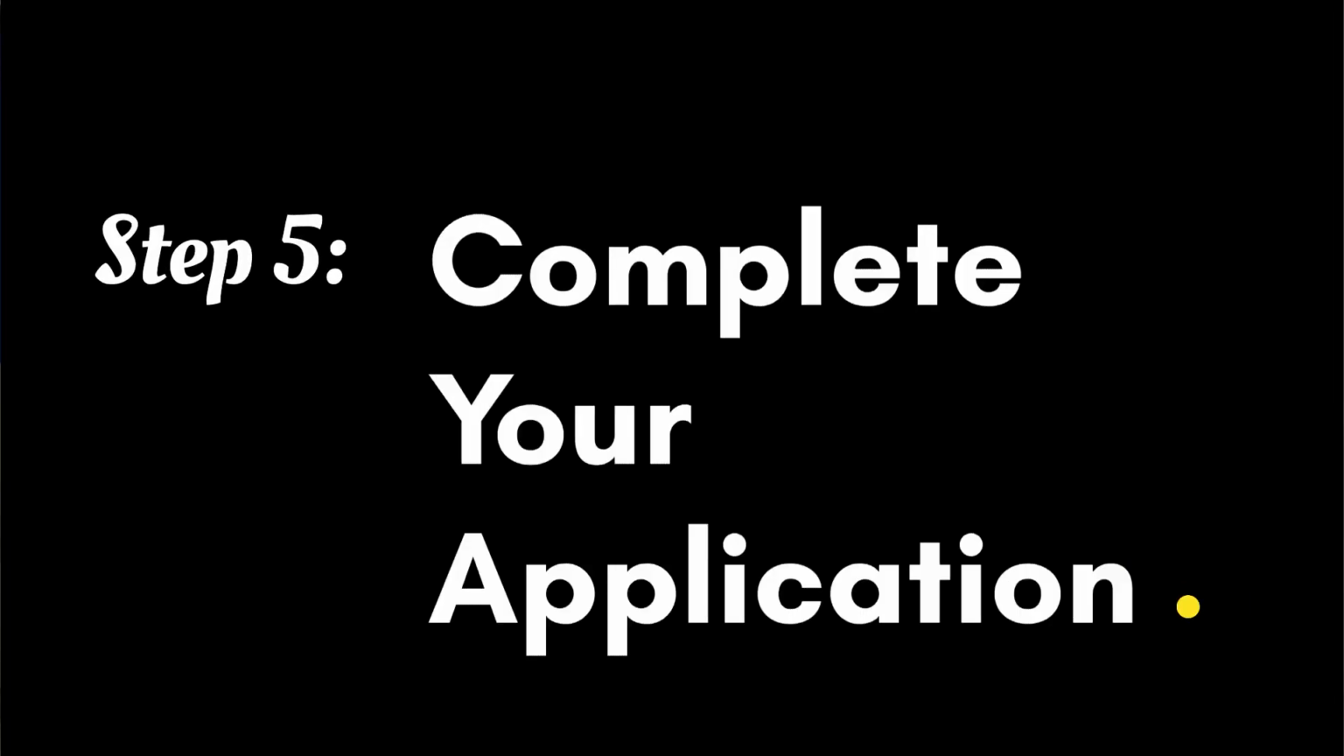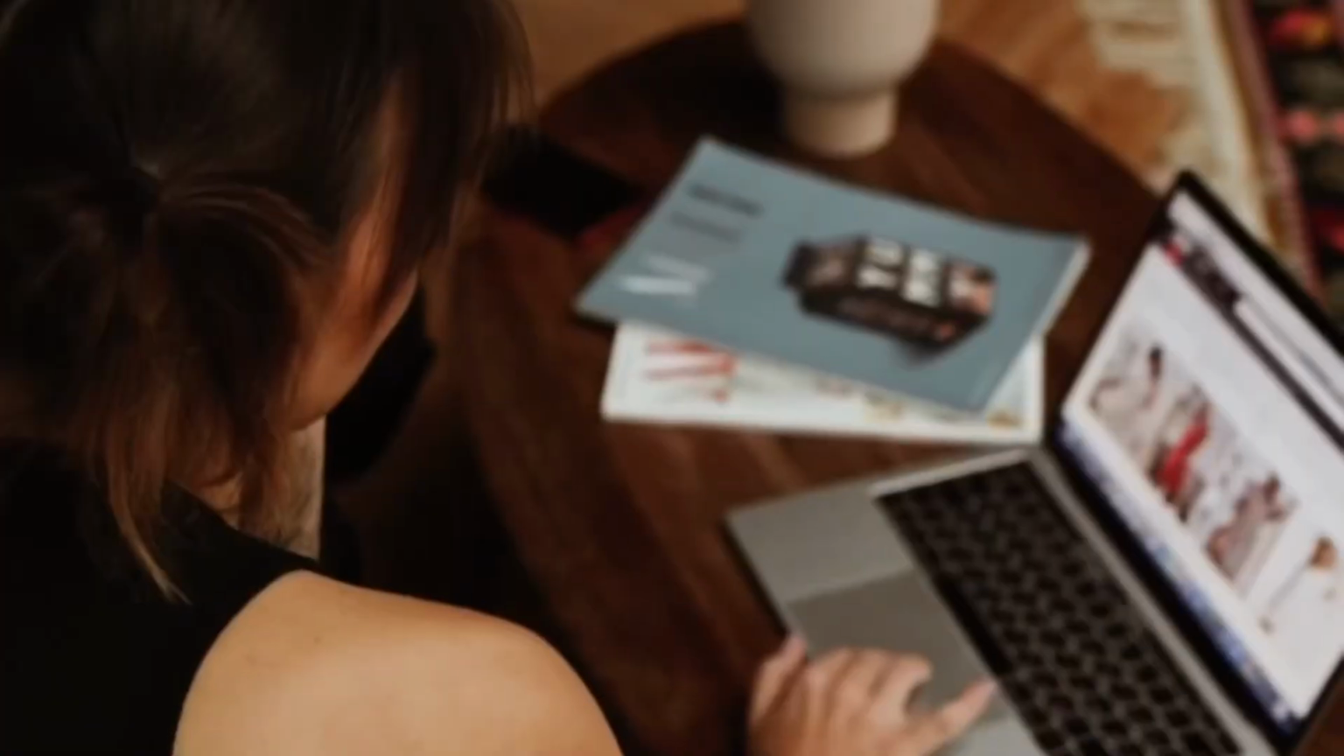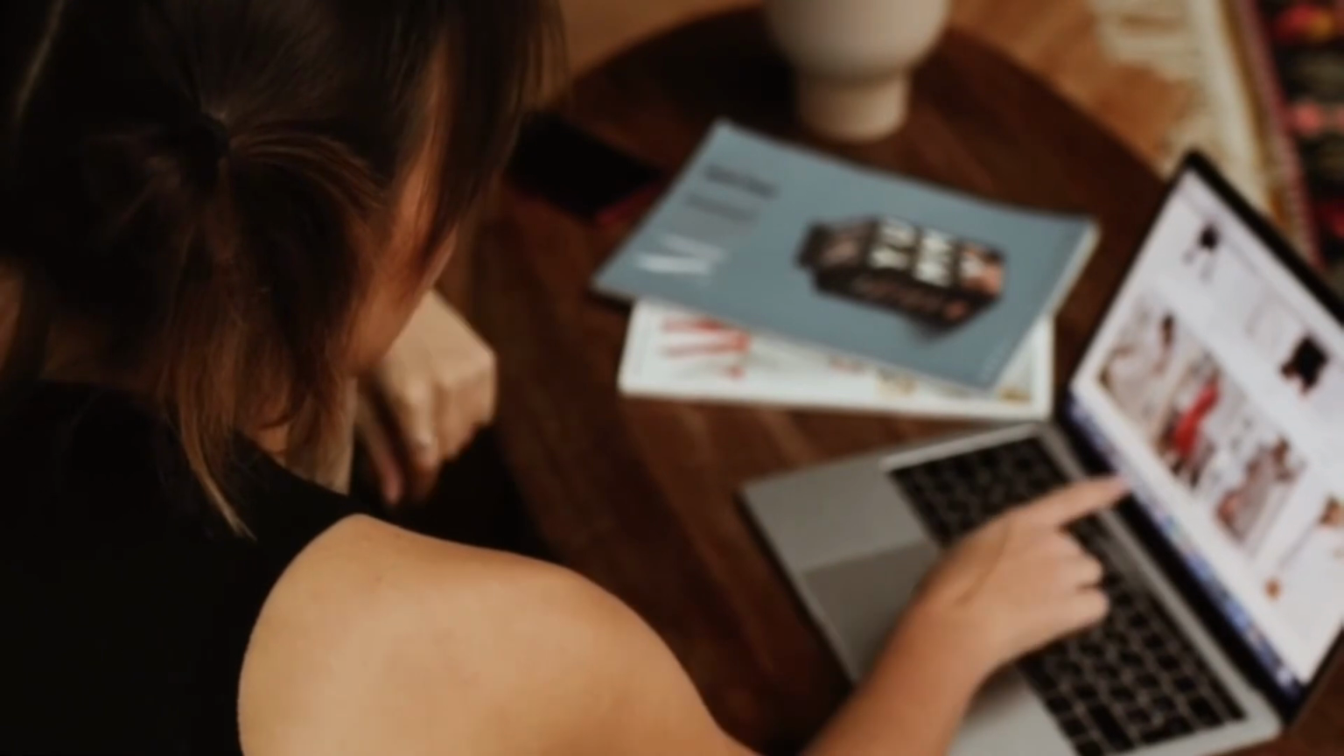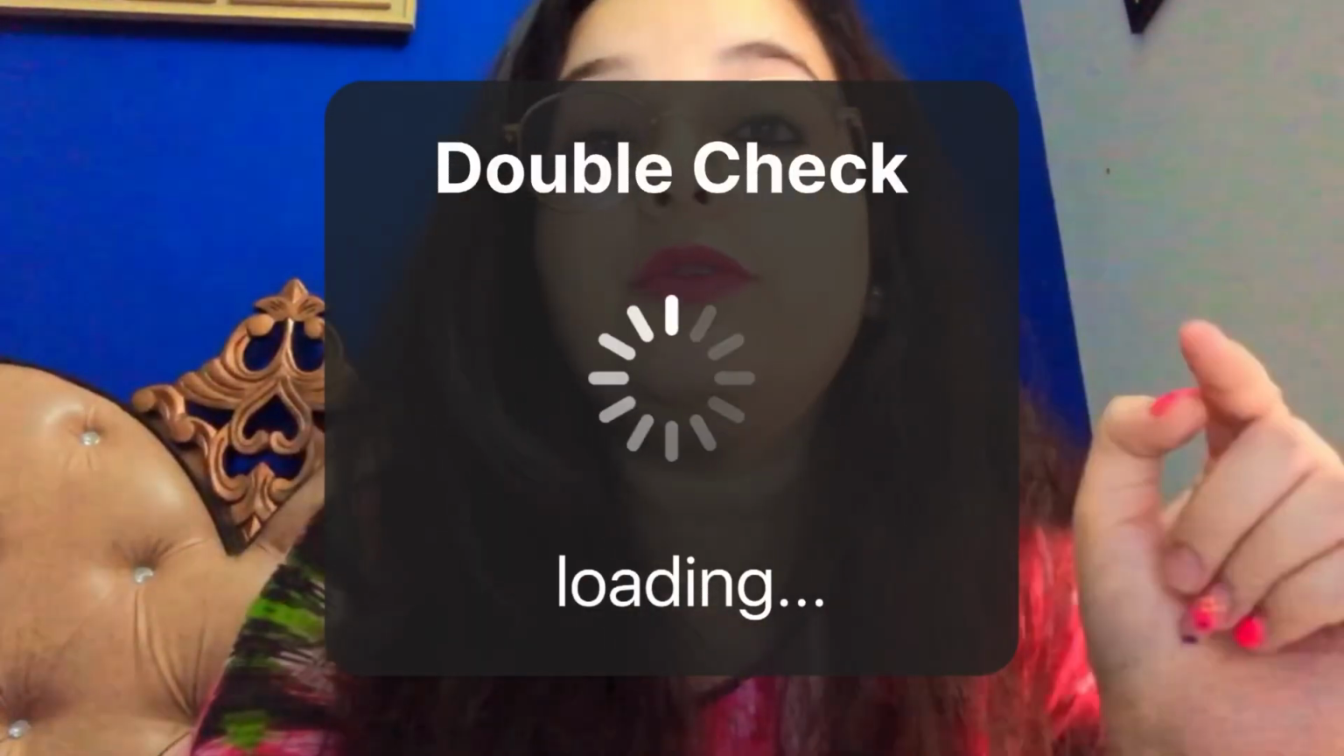So our fifth step is complete your application form. Once you have all the required documents, it's time to fill the application form. Now you can usually find this form on the official website of the embassy. Pay attention to the instructions and fill out the form properly. Double check the information before submitting it because you might not get the chance to edit it.